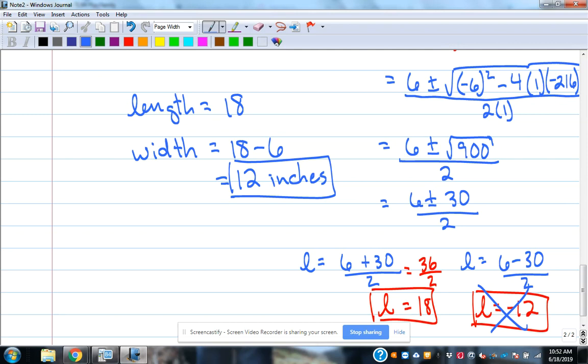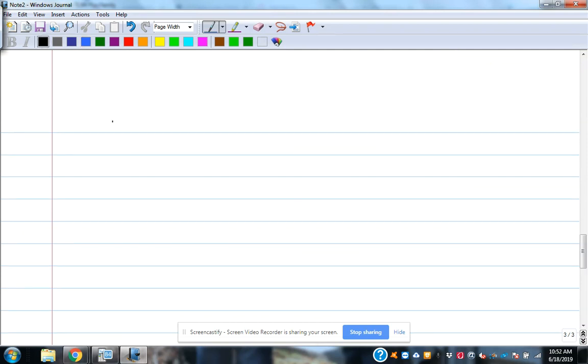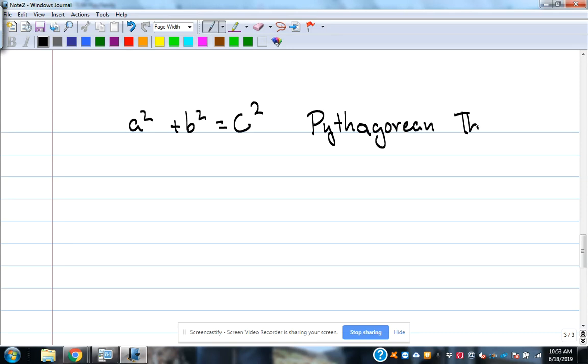Let's do one with a triangle and see what we can do with that. So you remember, probably most everybody did this, in about every grade starting in at least 6th grade. You did this: a squared plus b squared equals c squared. Anybody remember what that's called? Yeah, something there. It's named after this guy named Pythagoras. So it's the Pythagorean Theorem.